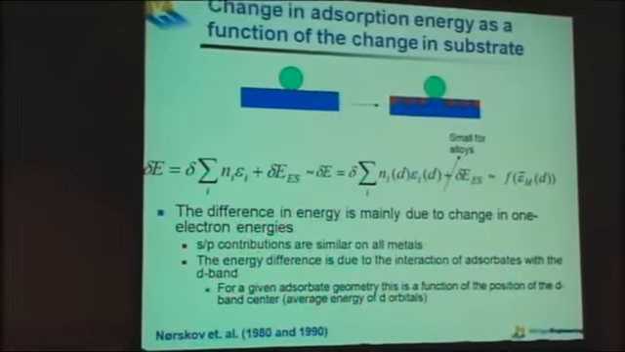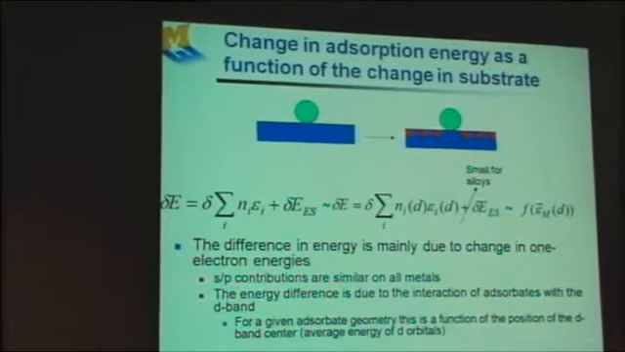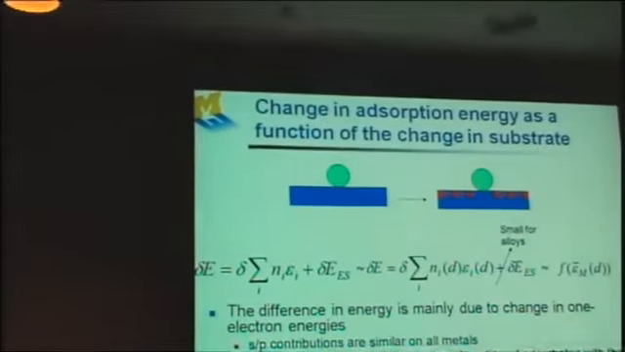Now this one electron energy spectrum has two different components. One is the interaction of substrate with s and p electrons, and the other one is interaction of substrates with d electrons. And one can show that since the s and p electronic band is very similar for various transition and noble metals, the contribution of these s and p electrons is very similar in different metals. So you're left with just the contribution due to the interaction of the d band, of d orbitals of the substrate, with the states of these adsorbates.